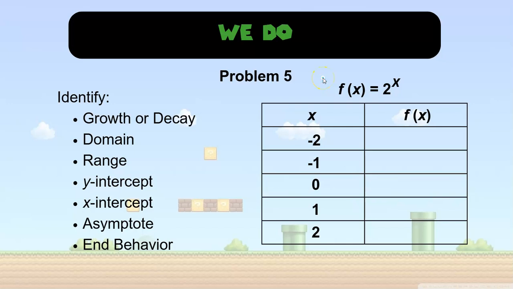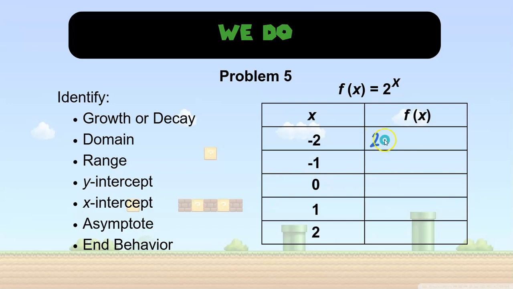In this example, they want us to identify growth or decay, the domain, the range, the y-intercept, the x-intercept, the asymptote, and the end behavior. So we're going to start by completing our table of values where we're plugging in these x values for x in our function that they gave us, which is f of x equals 2 to the x power.